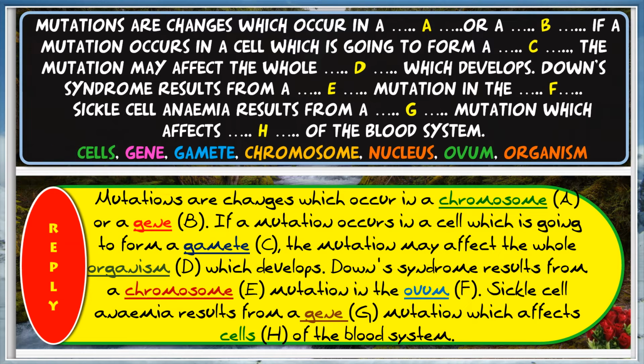Mutations are changes which occur in a chromosome or a gene. If a mutation occurs in a cell which is going to form a gamete, the mutation may affect the whole organism which develops. Down syndrome results from a chromosome mutation in the ovum. Sickle cell anemia results from a gene mutation which affects cells of the blood system.